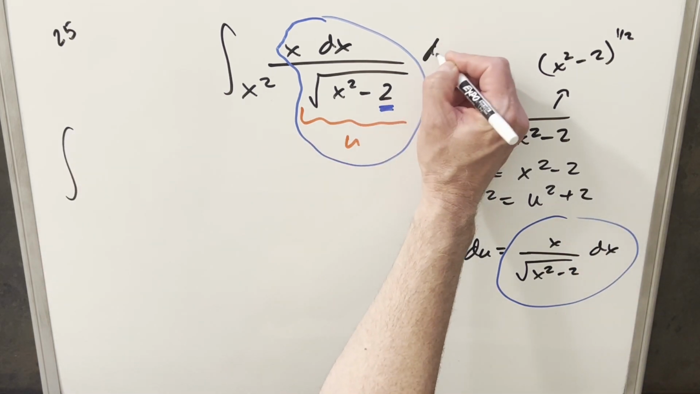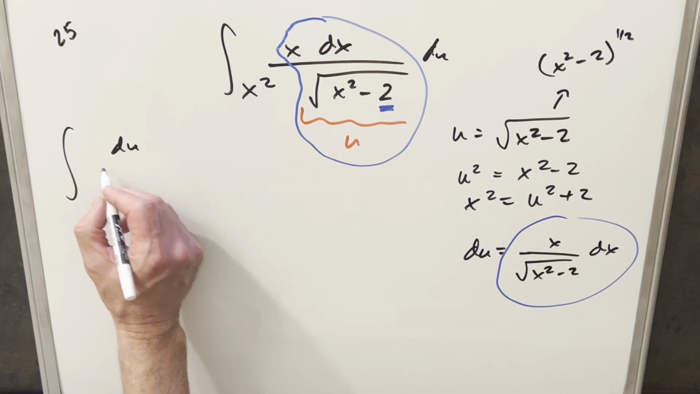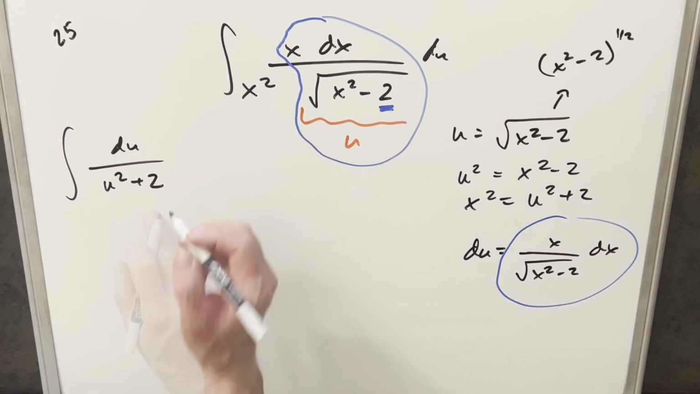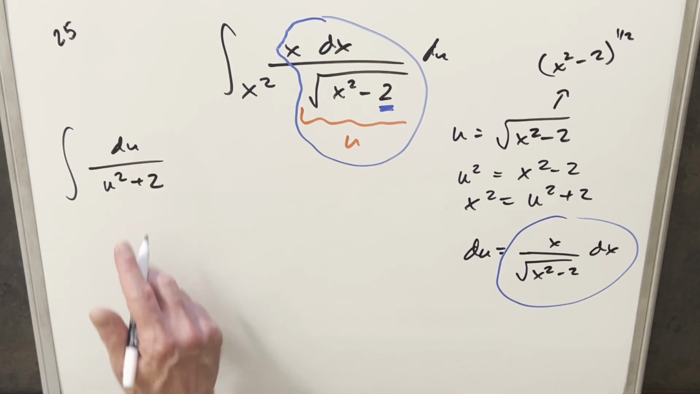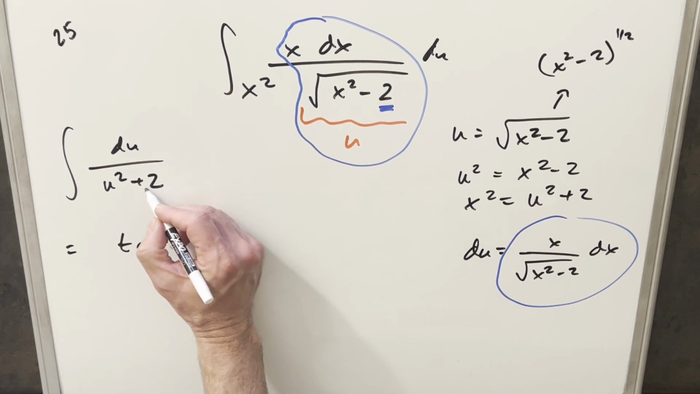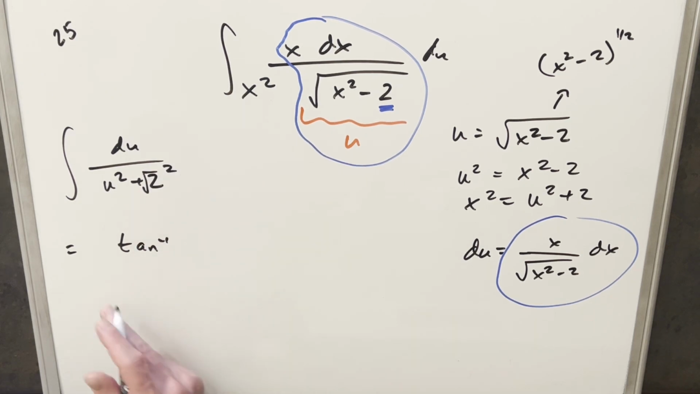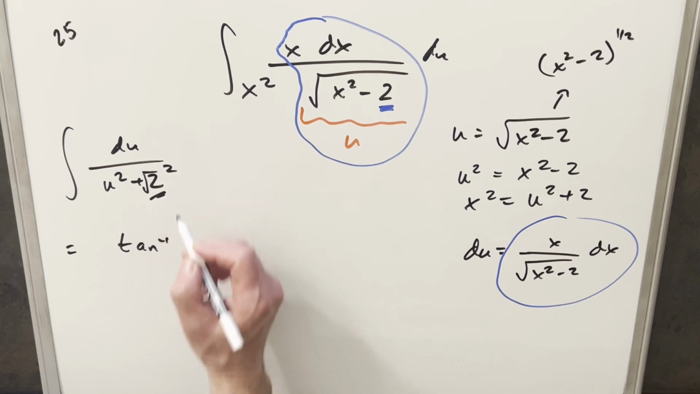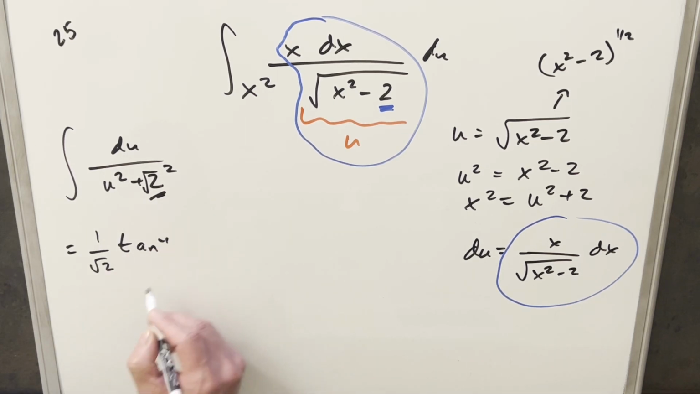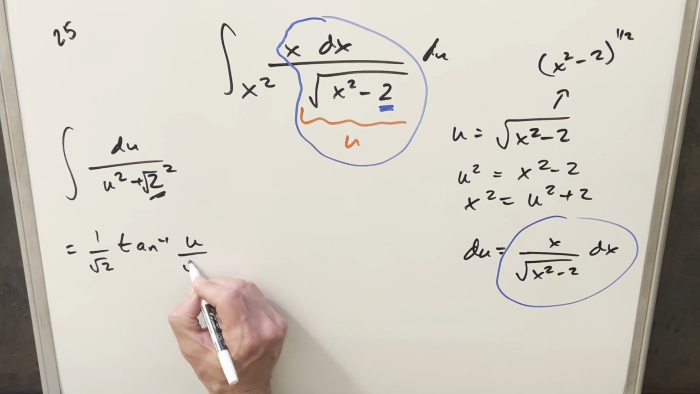So again, everything over here is du. I'm just going to write this as du in the numerator, and x squared is going to be just u squared plus 2. Now this is in our form for arctan, so I'll go ahead and integrate. This is going to give me arctan. But this 2 here, I can write as the square root of 2 squared. So for our arctan formula, we need to bring this square root of 2 value into the denominator. So we'll have 1 over square root of 2 times arctan of u over square root of 2.